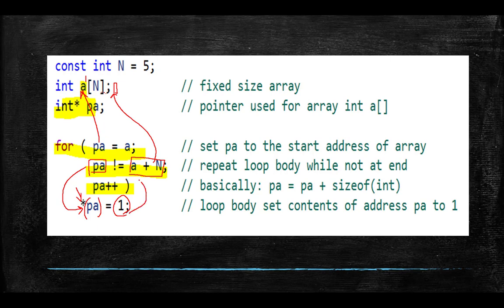After it executes the body once, it'll go here and says add 1 to PA. But remember, when it's adding 1, it's actually doing this for you: size of an integer. If we had doubles, it would be the size of a double. If we had an array full of mooses, it would be the size of a moose.